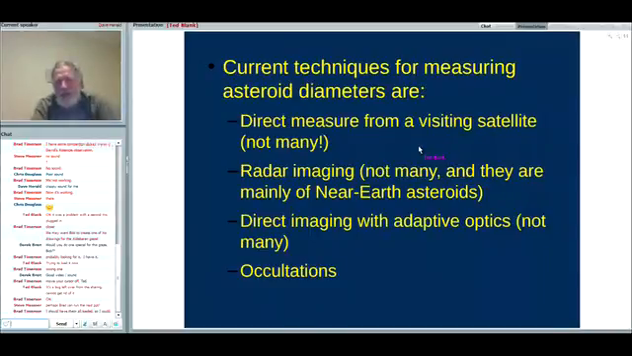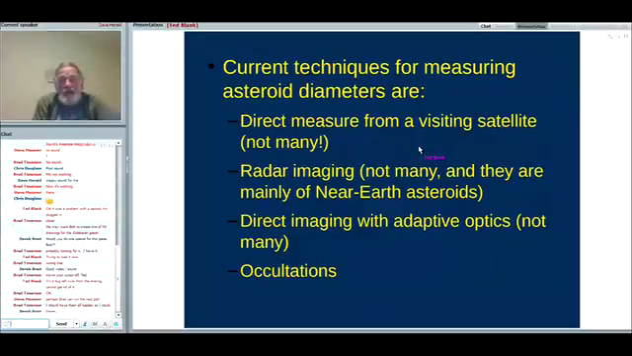So how do we currently go about measuring the size of an asteroid? I hope I'm reasonably complete in this. The first and most precise method is a direct measure from a visiting satellite, and there's that satellite that visited Vesta and Ceres, the Dawn satellite. There aren't many asteroids which have been visited by a satellite. Then there's radar imaging, where you send off radar signals and get the reflectance.